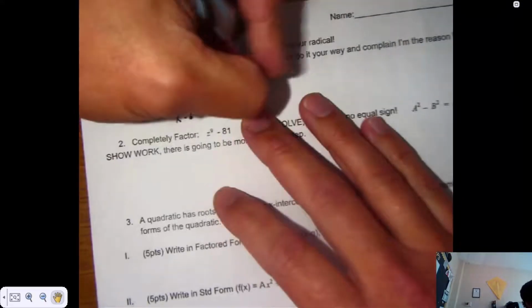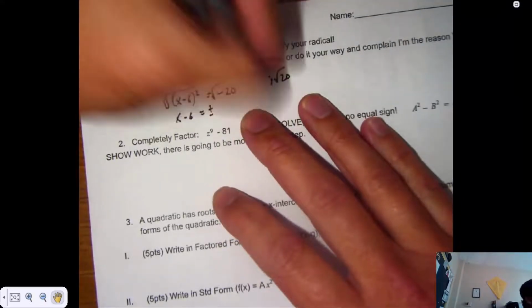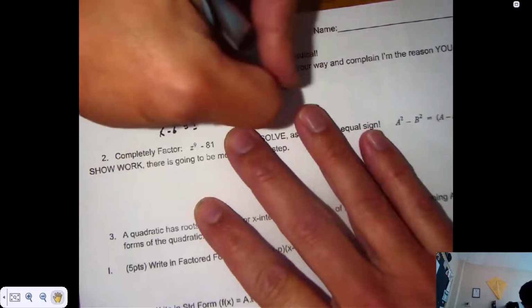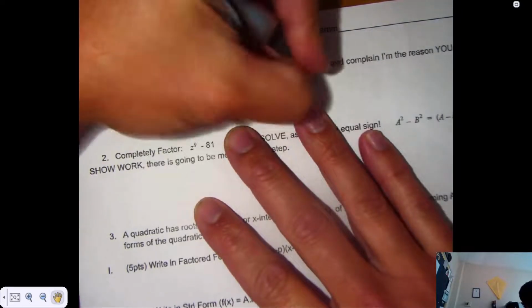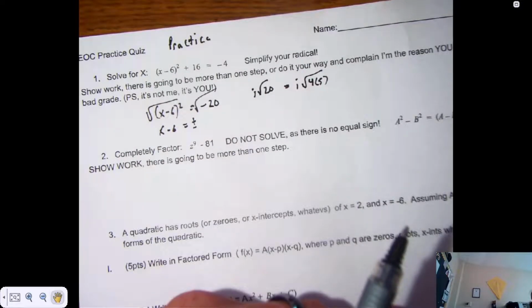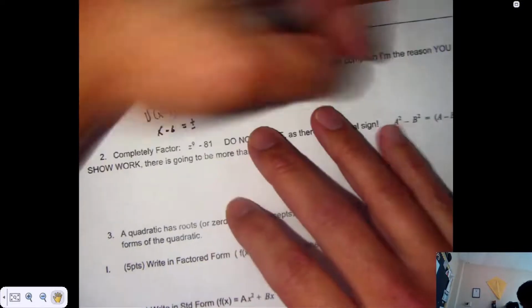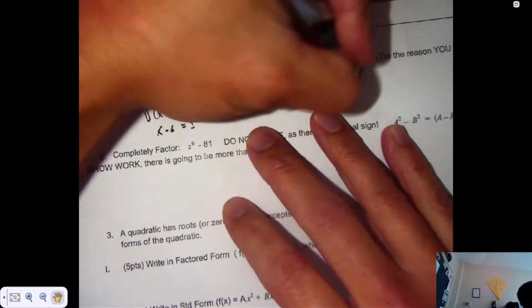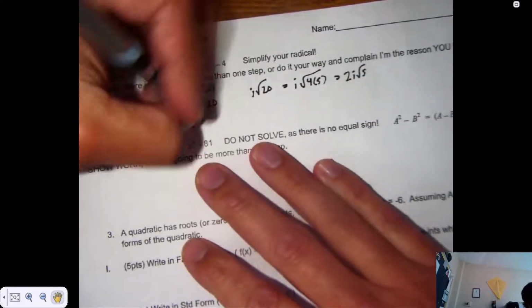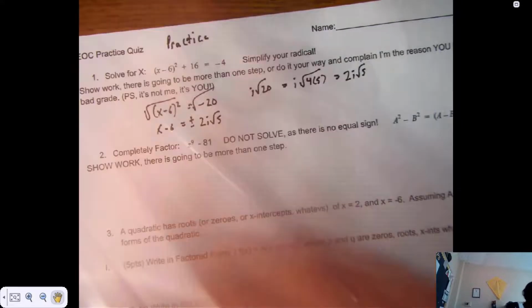I like to do this off to the side for kids. It's an imaginary positive root of 20. That is not simplified. You are right, Stephen. It's 2 root 5. Now, Stephen did that because he realized 20 is 4 times 5. And the root of 4 is what? 2. So 2i root 5. That's what it is. Plus or minus 2i roots of 5.